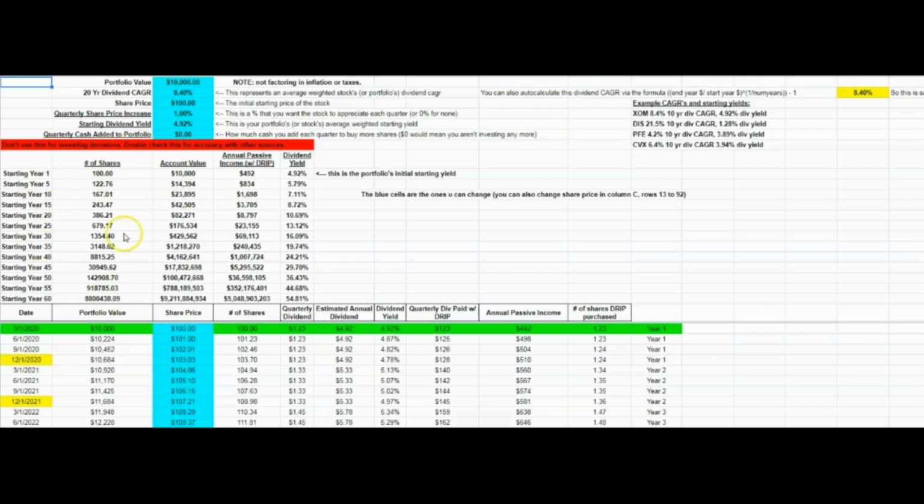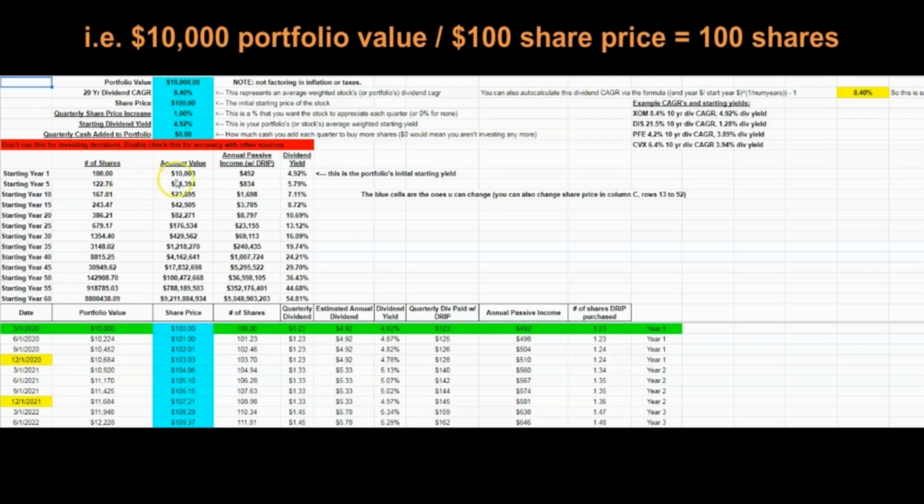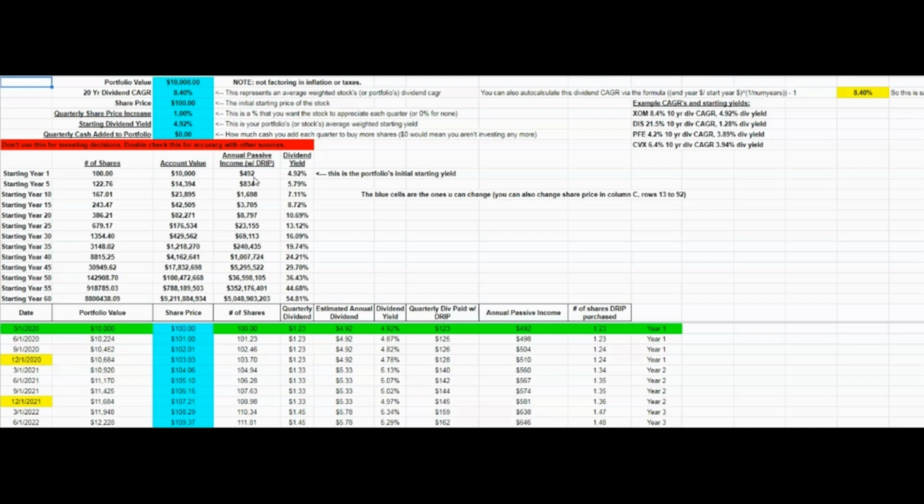And then right down here it shows you what would happen if you had a $10,000 stock with an 8.4% compound annual growth rate and a starting dividend yield of 4.92%, how it would grow over time. Initially that would buy you 100 shares because they're $100 each. And you'd get $492 of passive income in year 1. Over time, you can see how that grows. By year 10, instead of having 100 shares, if you're doing the DRIP, which is what this model does, you'd have 167.01 shares, your account value would have grown to $23,895, and now you'd be dripping $1,698.